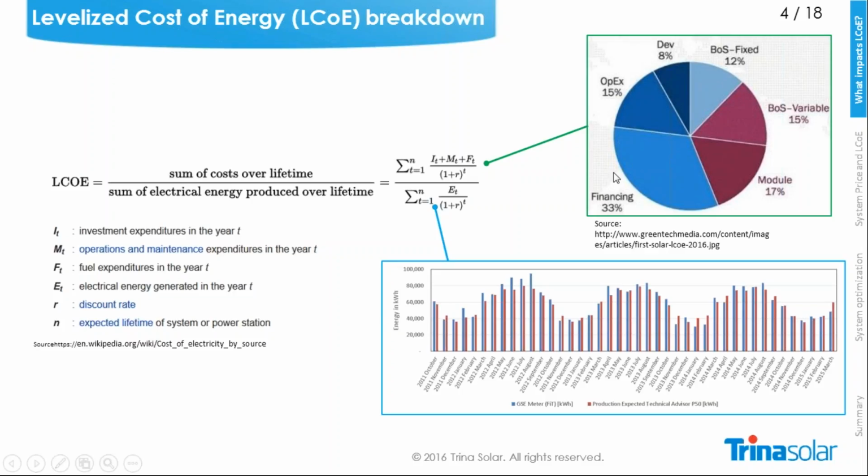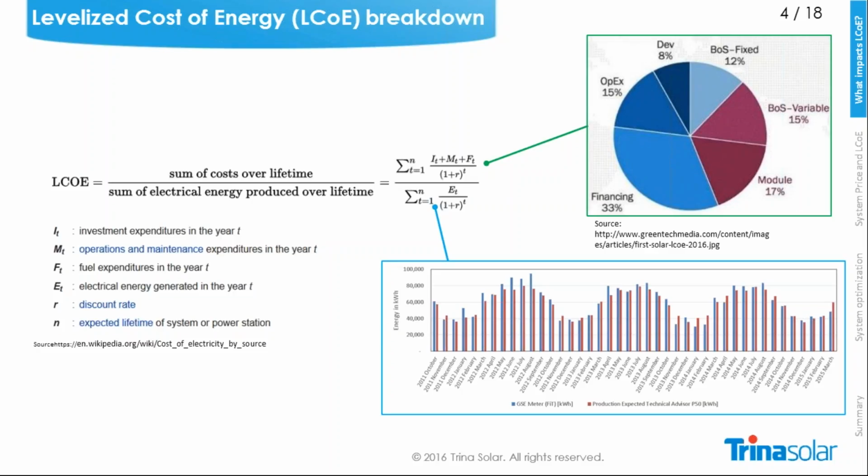Then we have the financing, especially for larger and utility-scale projects. In the residential sector, it's usually not as interesting. And then, for sure, the operation and maintenance costs. For example, how often do you have to exchange an inverter? How often do you have to exchange modules? How often do you have to go to site and clean? And DEV stands here for development costs.